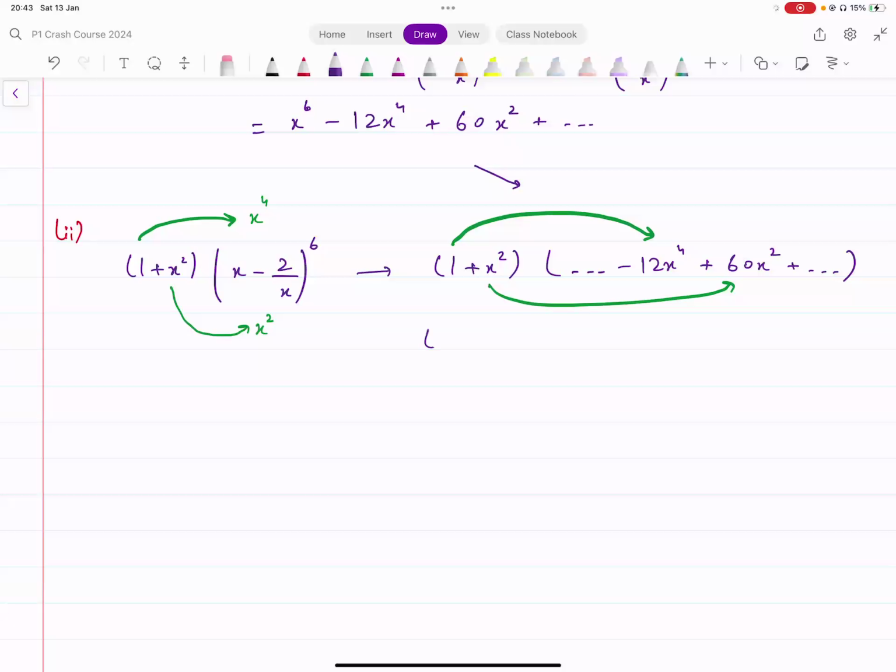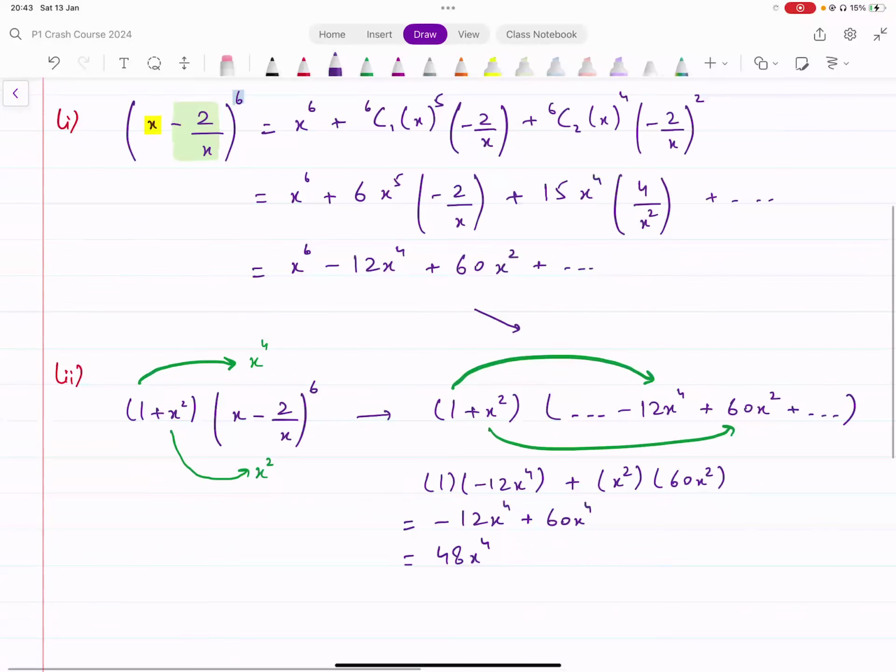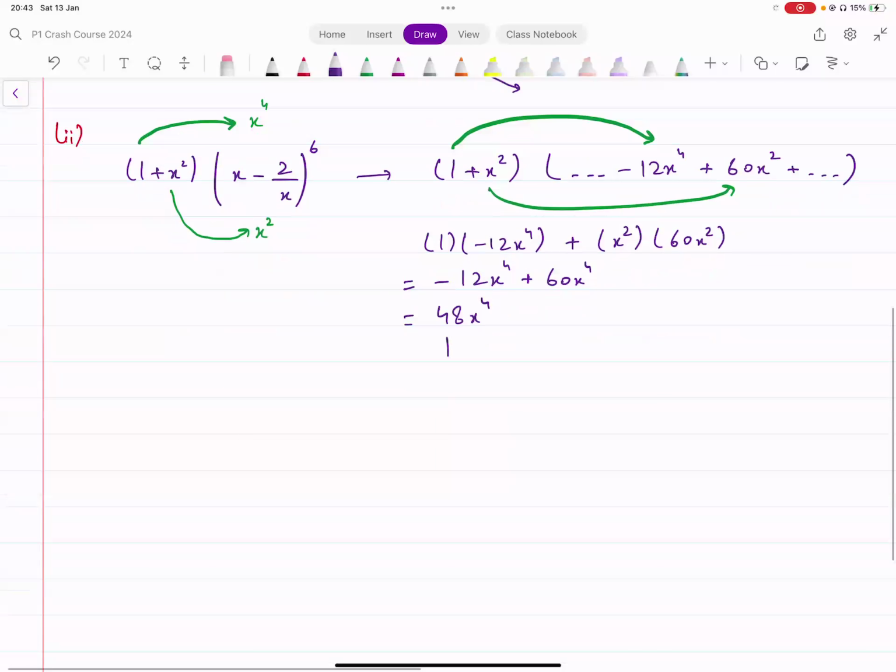So all we need to do is multiply 1 with minus 12x raised to power 4 and multiply x squared with 60x squared. Let's simplify this. This gives us minus 12x raised to power 4 plus 60x raised to power 4, and we get 48x raised to power 4. What were we looking for? We were looking for the coefficient of x raised to power 4 in this expansion. The coefficient that we were looking for is 48. That's the coefficient.